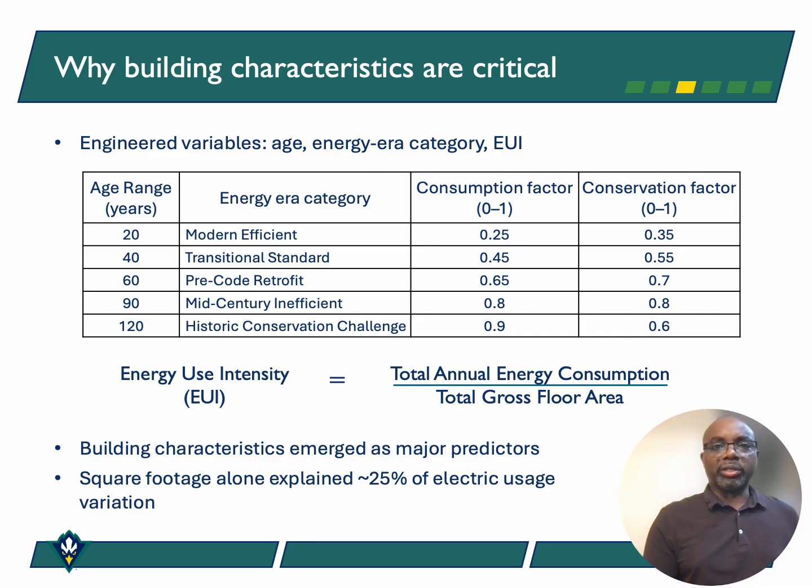The energy use intensity of a building is calculated by dividing its total annual energy consumption by its total square footage. In the boosted tree model, total square footage alone explained nearly a quarter of electric usage variation. The age of a building explained 35% of water usage variation.